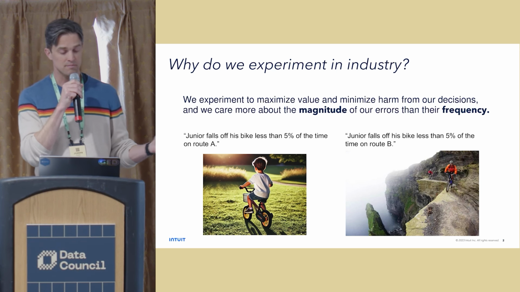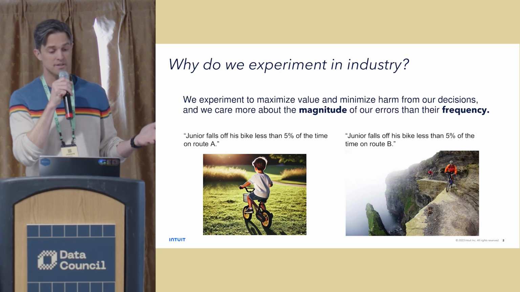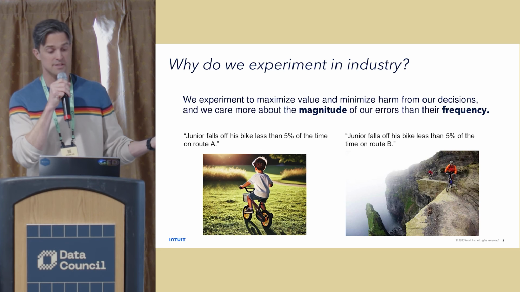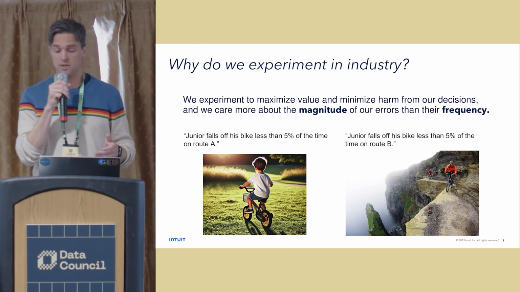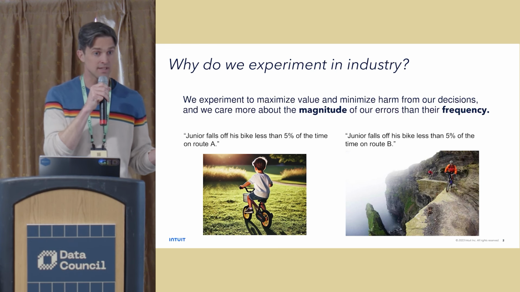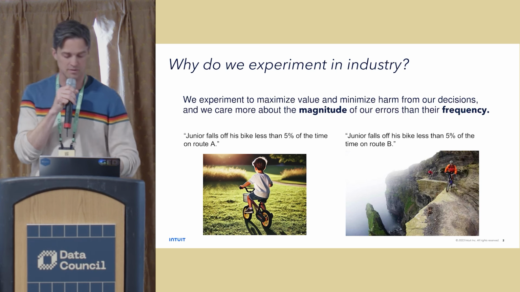And so I'll offer this introductory example of choosing a ride home for your son. Junior falls off his bike less than 5% of the time on Route A, and Junior also falls off his bike less than 5% of the time on Route B. And so we're going to revisit this a few times when we think about frequency versus magnitude.